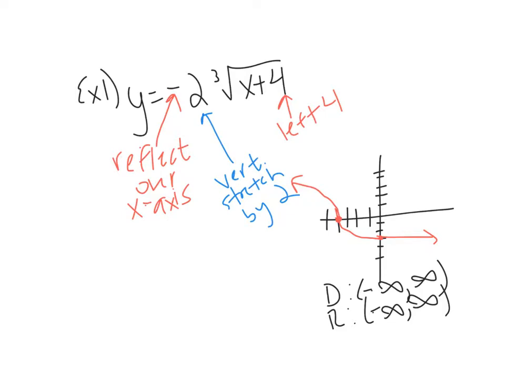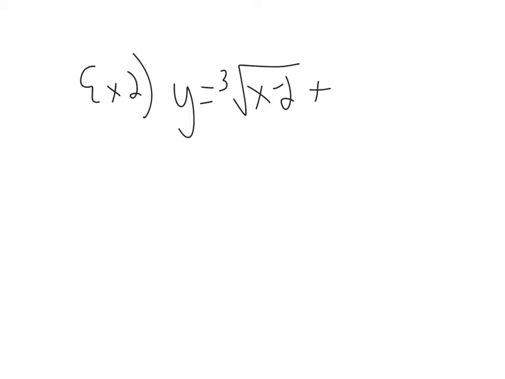So let's try another one. What about y equals cube root x minus 2 plus 1? So this one's not too bad. All we have are translations, up, down, left, or right. So let's start with the outside. If I have +1 on the outside, that means I'm moving it up 1. If I have -2 on the inside, think opposite, that's going to be moving it right 2.